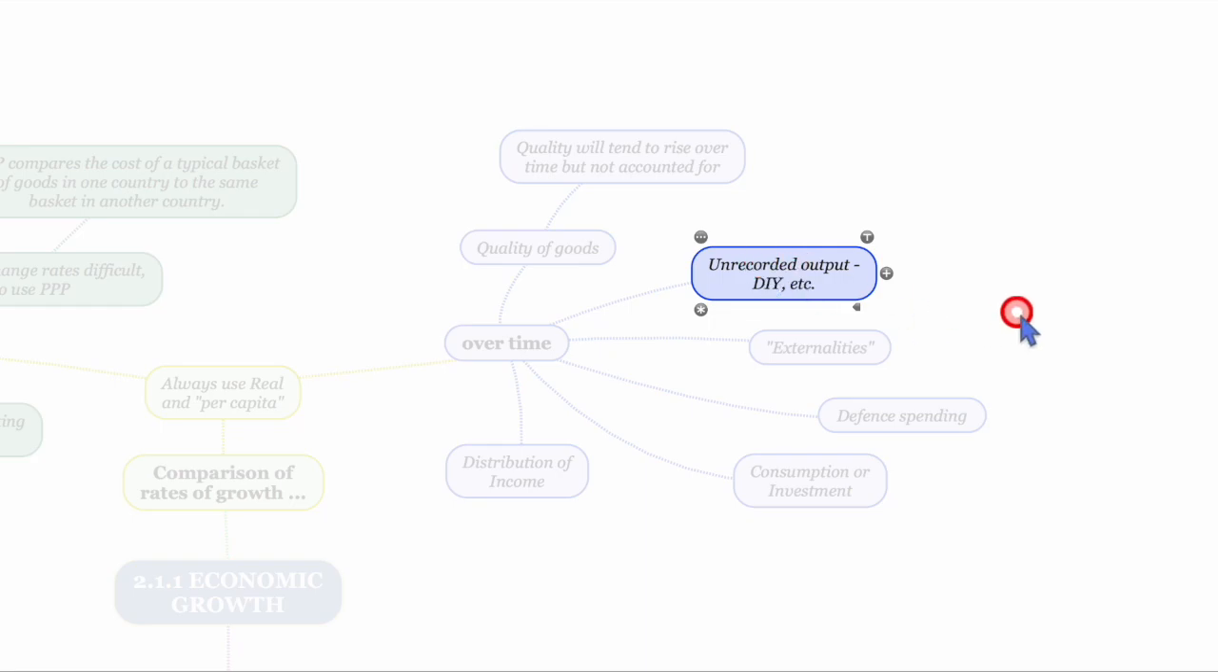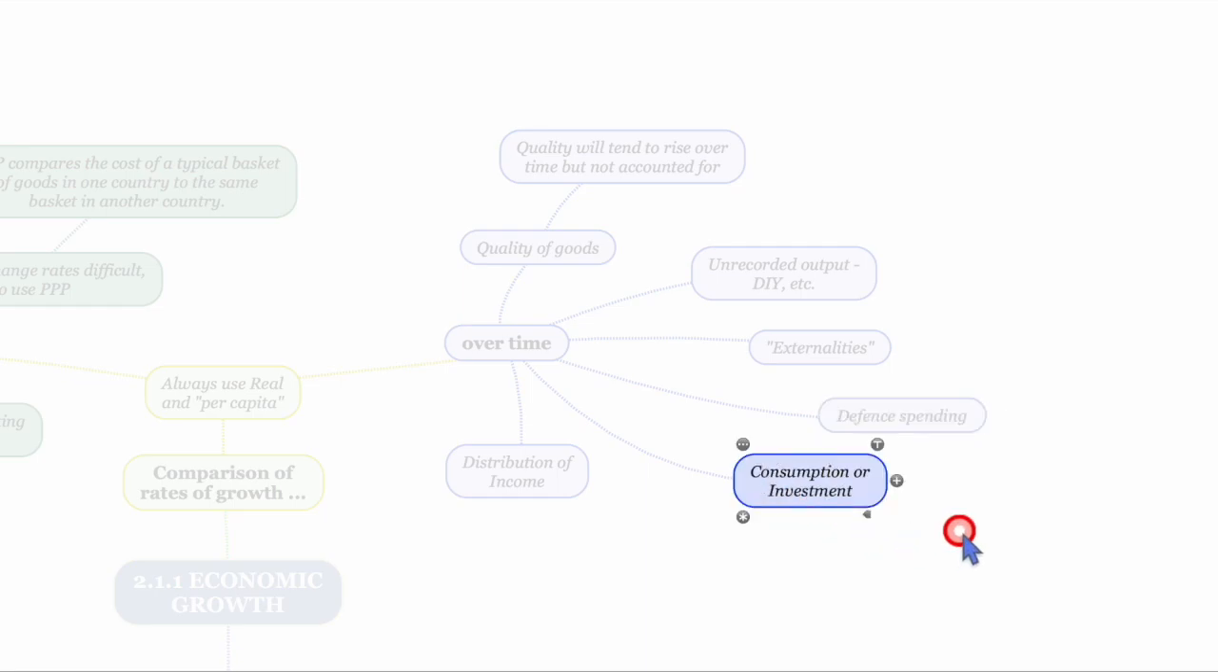You can go back to the unrecorded output again, that's important. You can go back to externalities again, and that's really important over time. And I would say distribution of income, same as we've said before, is really important to talk about. The only other two that get mentioned in textbooks are defence spending: over time you might spend more on defence, and does that really make you feel better off? Well, I think you can argue now in some countries it is, because of what's happening in the world at the moment, that we would feel our quality of life is higher if there is defence spending.